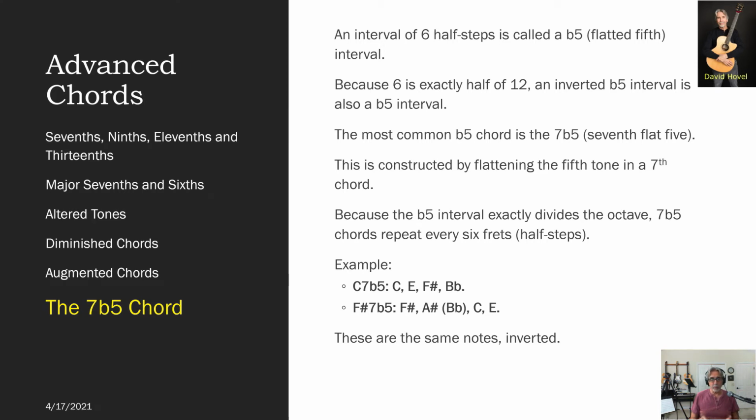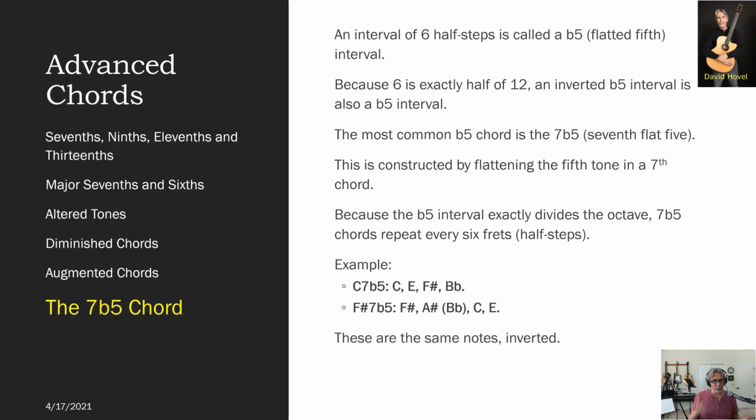And one of the most interesting things is if you make a 7 flat 5 chord, you construct it like, for example, in C, you'd have C, E, F sharp, B flat. C and E are the 1st and 3rd. F sharp is the flatted G. You call it G flat if you want. And B flat is the flat 7. So the F sharp is the flat 5. B flat is the flat 7.